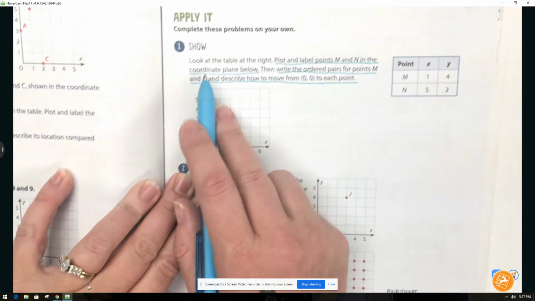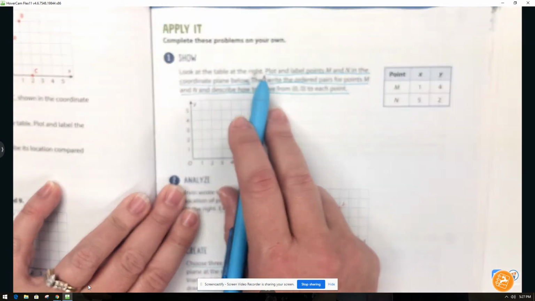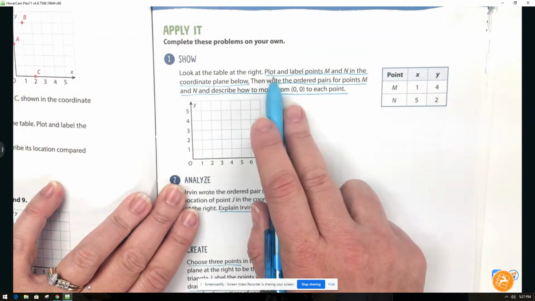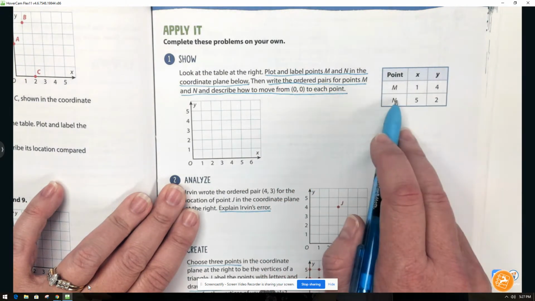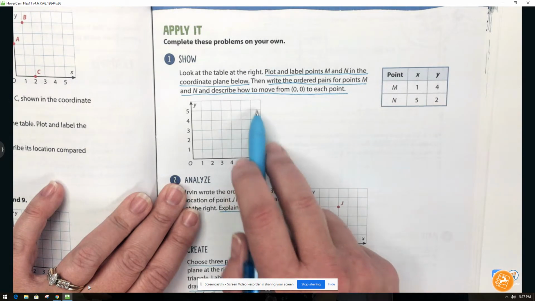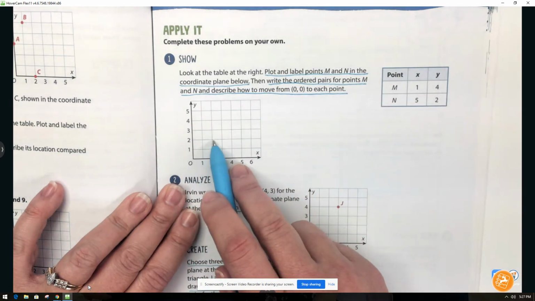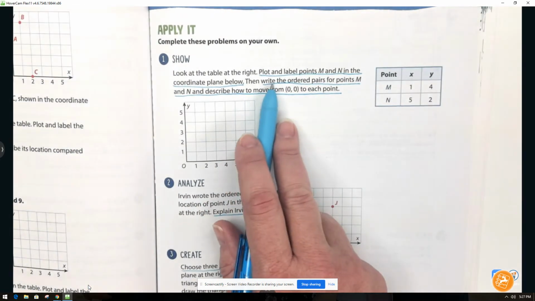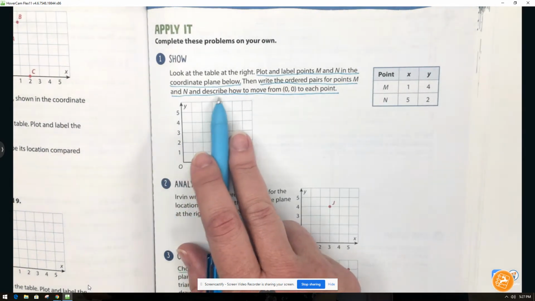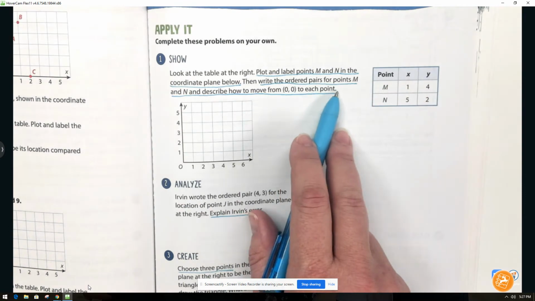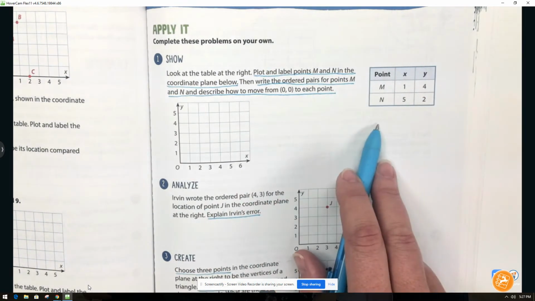All right, for number 1, it says, look at the table at the right. So this is the table over here. We're going to plot and label points M with our X and Y axis and N with our X and Y axis in the coordinate plane below. Then we're going to write ordered pairs for points M and N and describe how to move from 0 to each point. And you're going to do that in the space here.